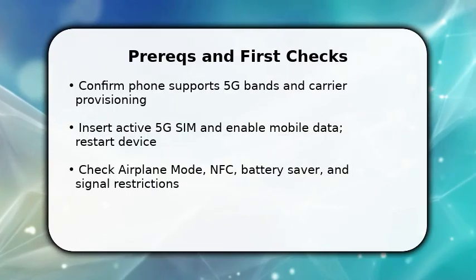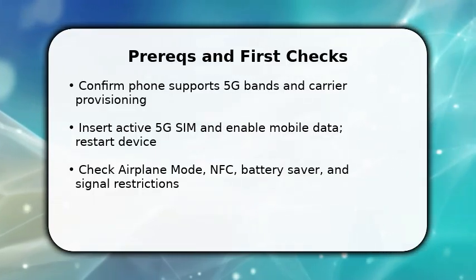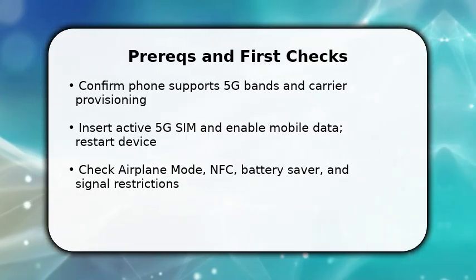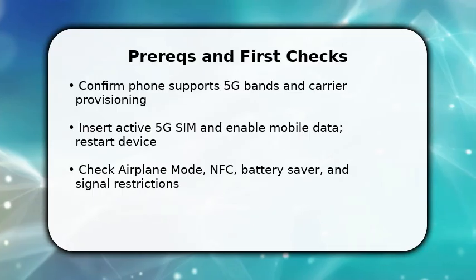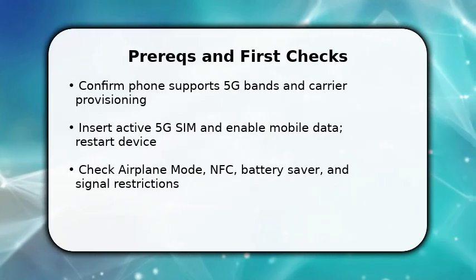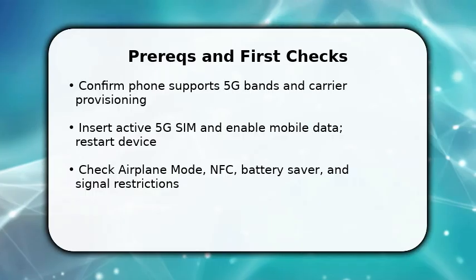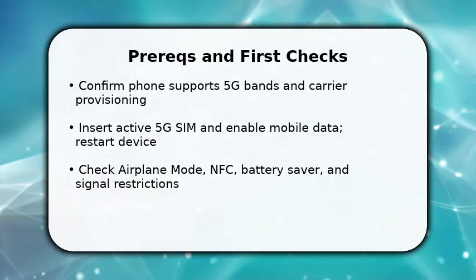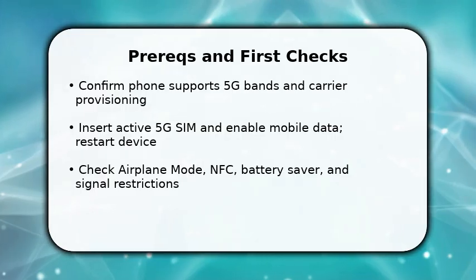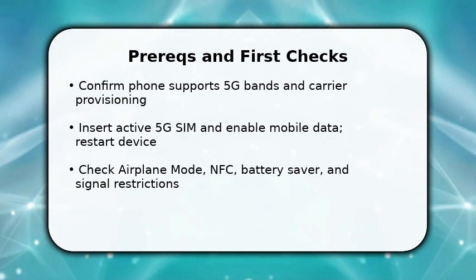You start by confirming hardware and account readiness. Make sure your phone supports the carrier 5G bands and your plan includes 5G. Once done, insert the active 5G SIM, enable mobile data, and perform a quick restart to trigger network registration. Also check airplane mode, battery saver, and any data restrictions, because these system states often block new radio connections. Doing these first clears common blocks, so the deeper fixes can take effect reliably.